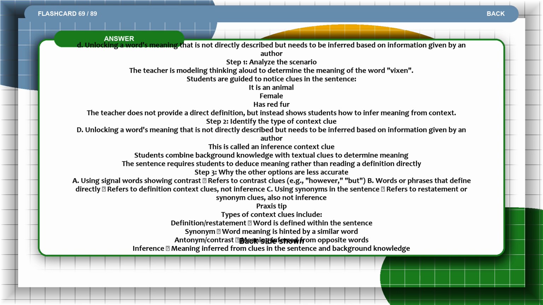Praxis tip. Types of context clues include definition/restatement: the word is defined within the sentence. Synonym: word meaning is hinted by a similar word. Antonyms/contrast: meaning inferred from opposite words. Inference: meaning inferred from clues in the sentence and background knowledge.